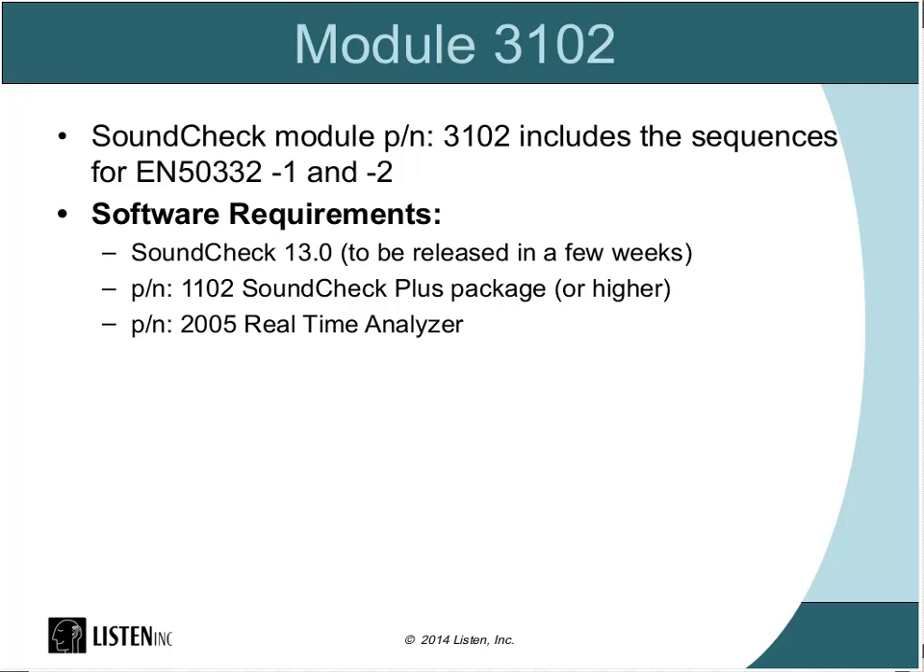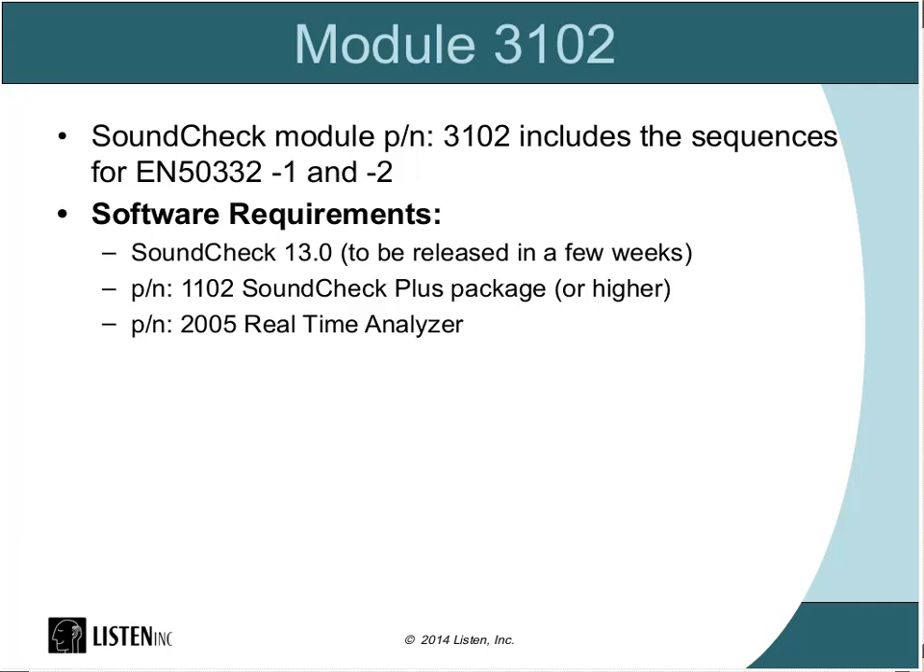So once you purchase module 3102, you'll be able to run both the -1 and the -2 portions of the standard. Other software requirements in order to run these test sequences: you will have to have SoundCheck 13, which is slated to be released very soon, just in a couple weeks. And the latest revision of the standard is only going to be available in SoundCheck 13, so you'll have to upgrade your systems. You'll need at least the SoundCheck Plus package.